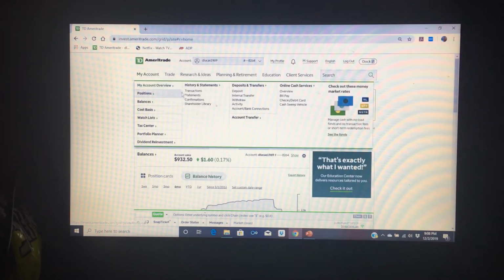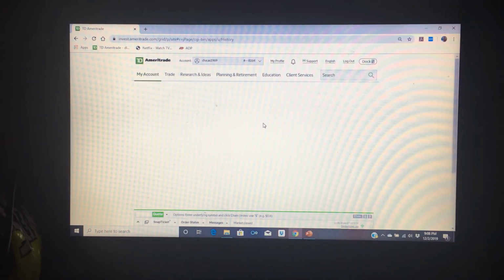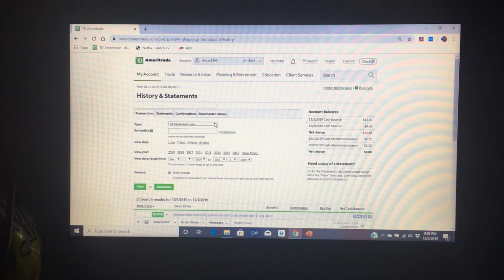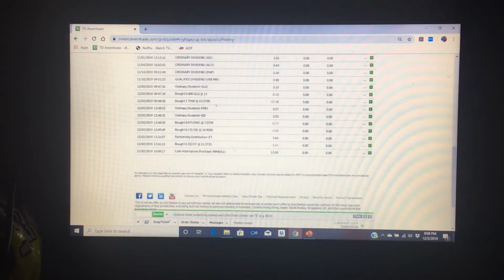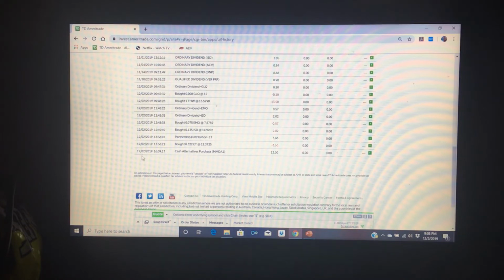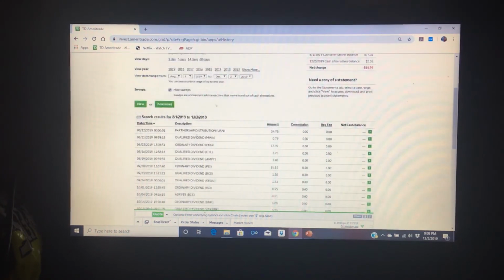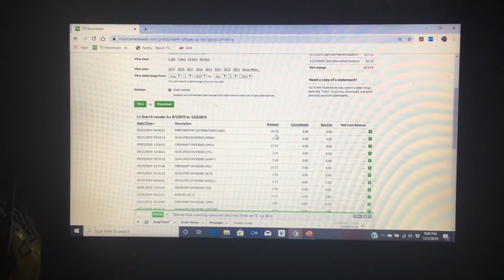I will go to the transactions page. This is, like I said, a TD Ameritrade account. I'm going to go to dividends. This is a filter. I will go back to August. Click view. These are dividends that I have literally been paid from August all the way up to December the 2nd. You can see I got my first dividend of $24.78. This is back in August when I just had a few $100s in the account.